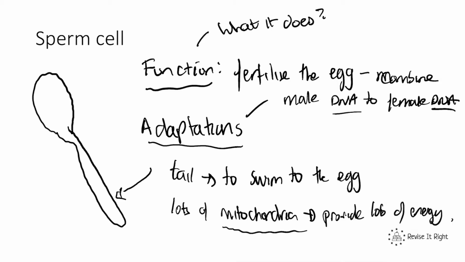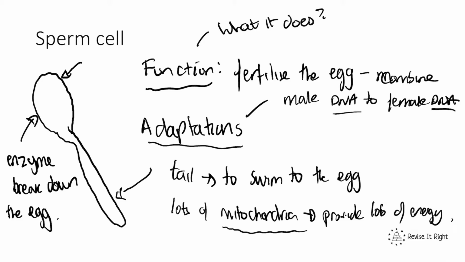And finally, if we go over to the head of the sperm, it contains an enzyme which can break down the egg. So the head of the sperm contains an enzyme which can help to break down the egg. Now, we will look at enzymes in a future video, but for now, we need to know that it contains an enzyme that breaks down the egg. So lots of adaptations that we need to remember there, 1, 2, and 3, but we also need to remember the function.